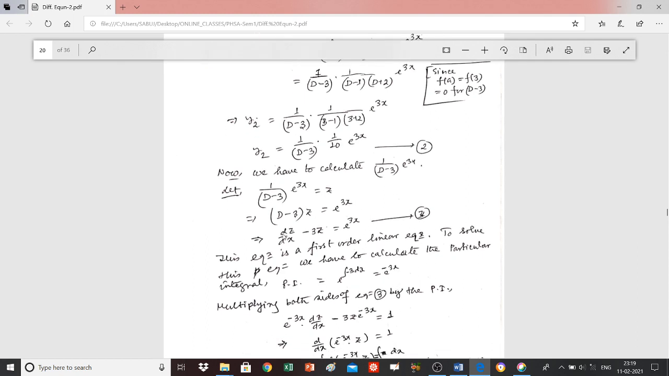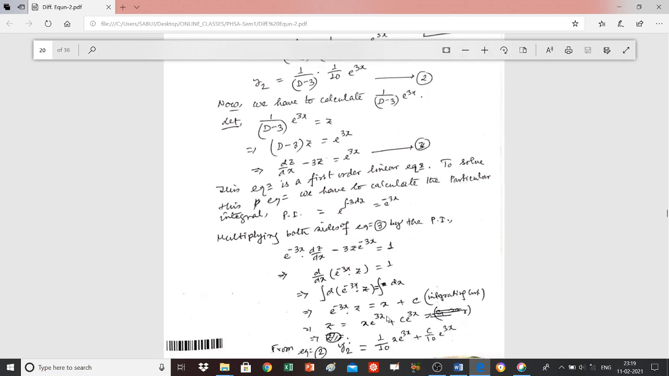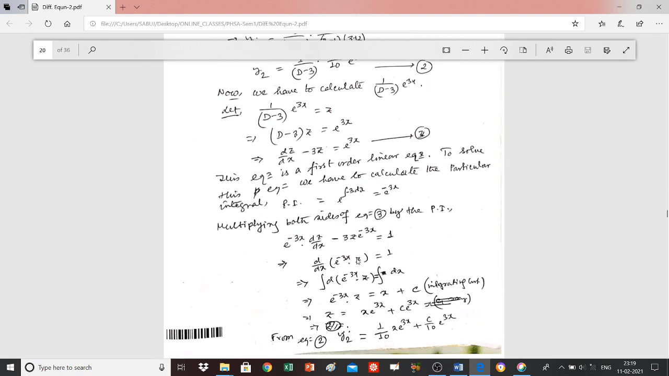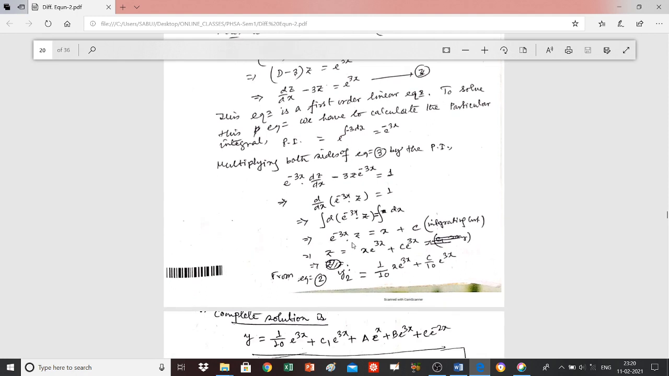Now you have to multiply this equation with this integrating factor. So e to the minus 3x dz by dx minus 3z e to the minus 3x is equal to 1. Now the left hand side you can write d by dx of e to the minus 3x into z, that is equal to 1. Or from here, d of e to the minus 3x into z is equal to dx. Just integrate both sides. So you will have e to the minus 3x into z is equal to x plus c, c is the integrating constant, or z is equal to x e to the power 3x plus c e to the power 3x.